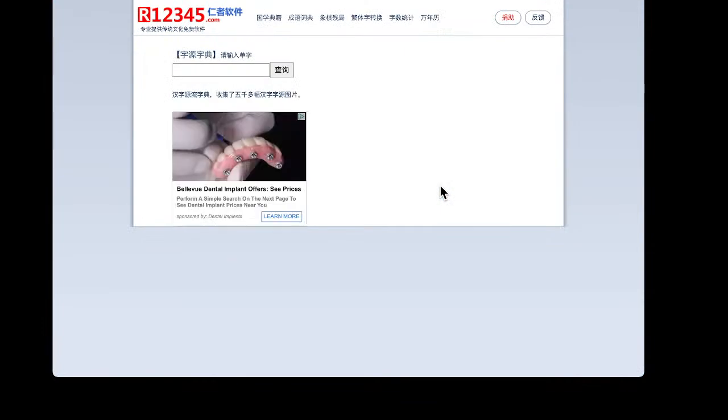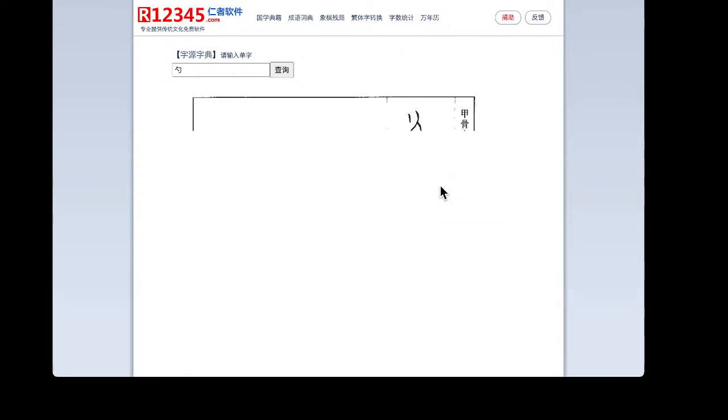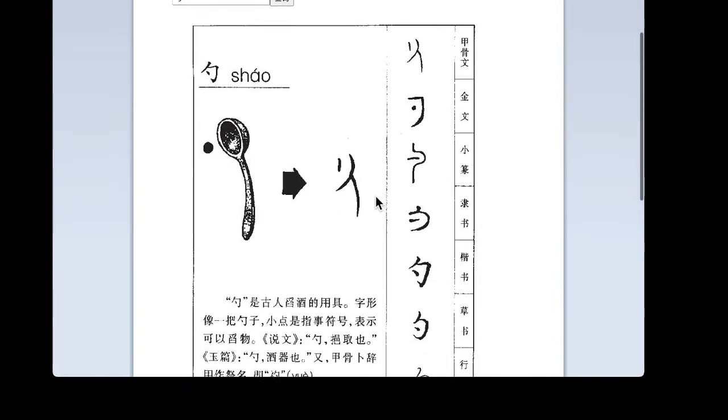Let's take a look at this character's etymology. You can see that the character is literally a picture of a ladle, and there's something in it. There are different sizes and shapes in the oracle bones and the bronze inscriptions, but they are all picturing a ladle.